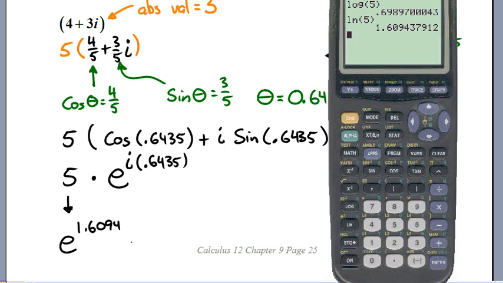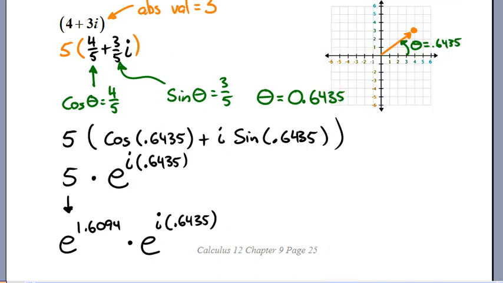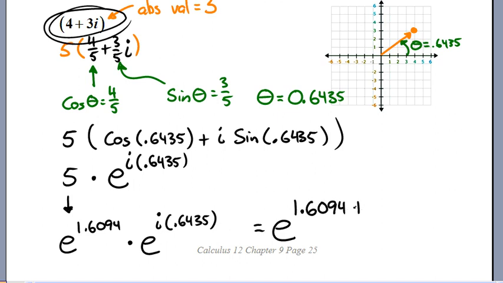And that is then multiplied by e to the i times 0.6435. So you could write this number that was nice and innocent up there. Like, look at this thing, 4 plus 3i. And you could say, oh, I could write that like this. An e with a 1.6094 plus 0.6435i. But like I said, a lot of people might go, oh, you're making it worse than it needs to be. We could have just done this.